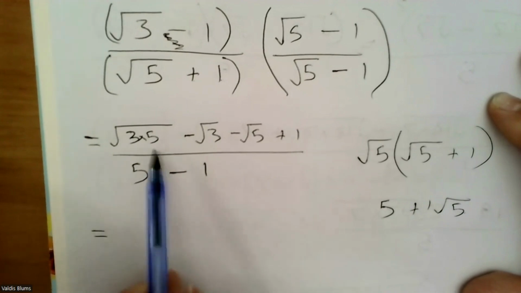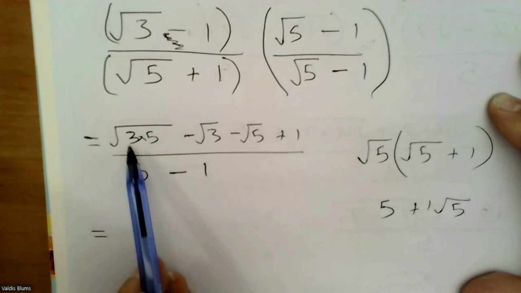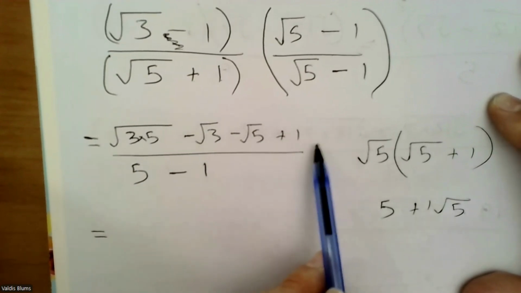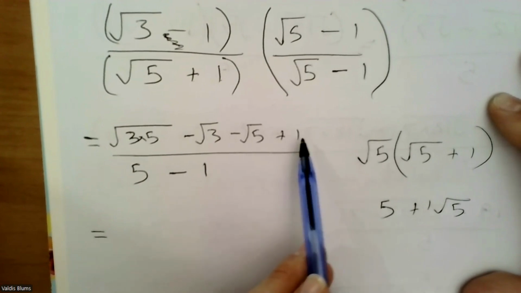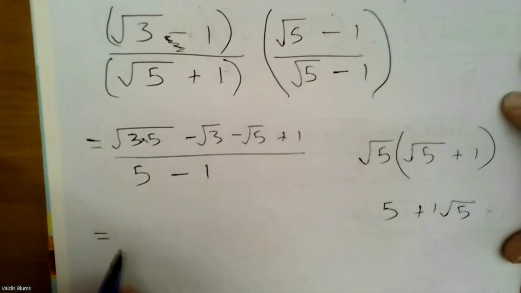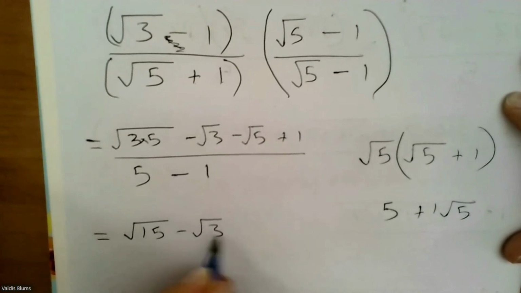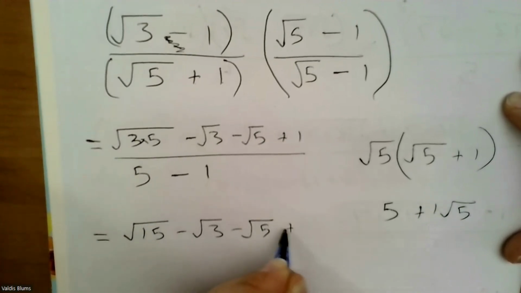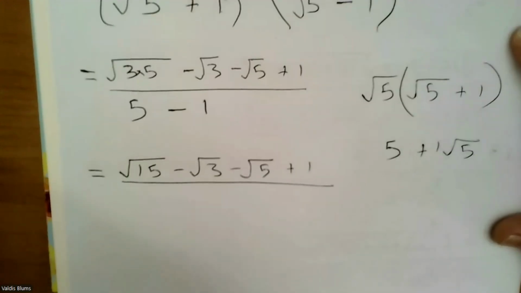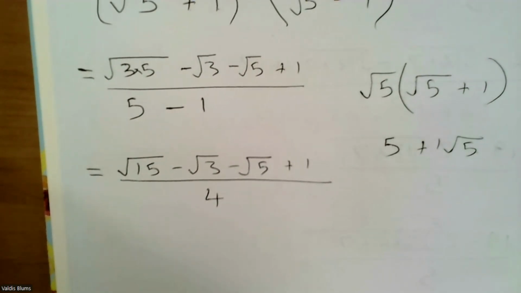Simplifying the numerator, 3 times 5 can't really be simplified any further. You have a square root 3 here, you have a square root 5 there, and a whole number there, so I don't think this can really be simplified too much further. So we may as well just combine the square root 3, square root 5. And then on the denominator, you have 5 minus 1, so we just have 4. And that should be the answer for that question.